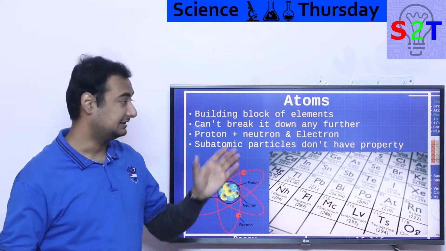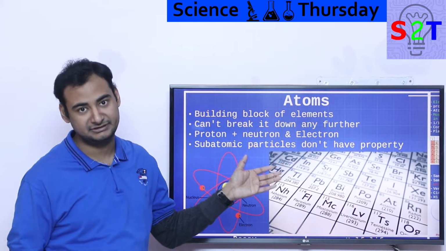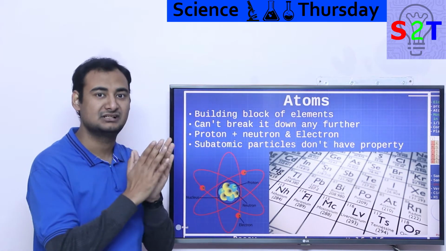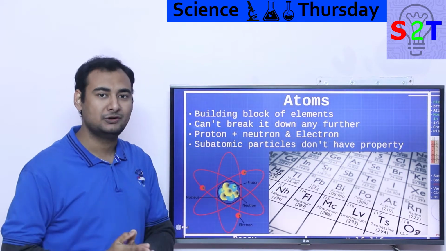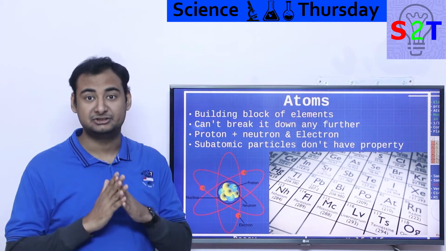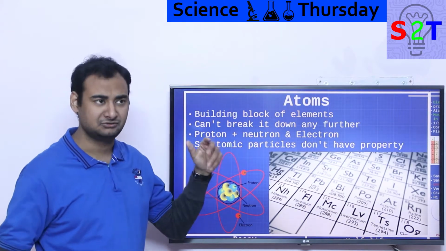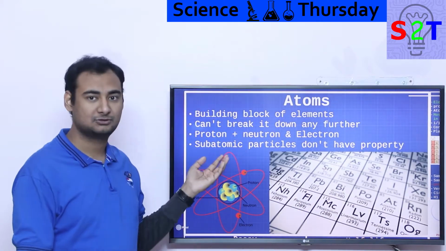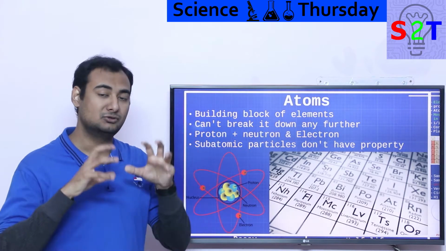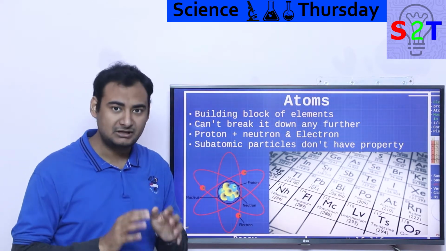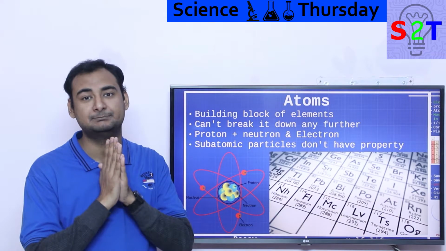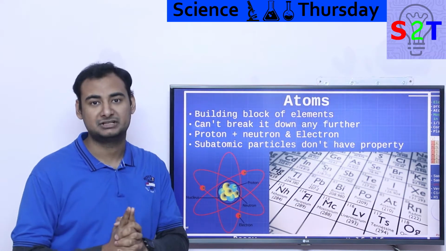Now let's start with the basic atoms. Atoms are the building blocks of elements. Basically, if you want to understand an element, you have to understand its atom, and you cannot go any further than that. This is one thing that you must understand, that you cannot go below that. Because your first instinct would be, hey, what about proton, neutron and electron? The moment you go to that level, the so-called subatomic level, you no longer have any properties. That's one very important thing.